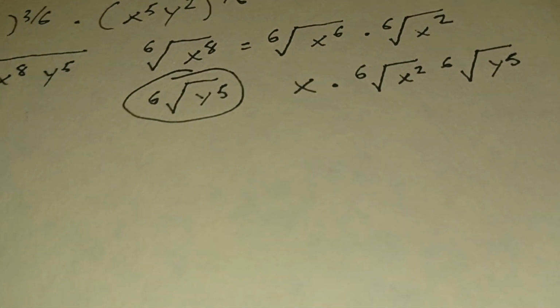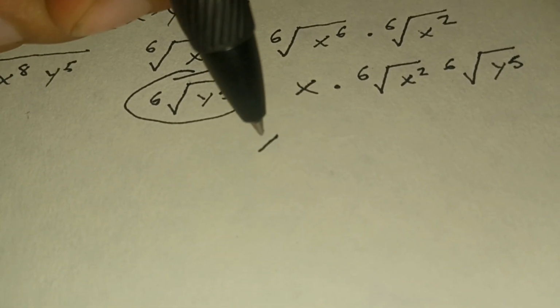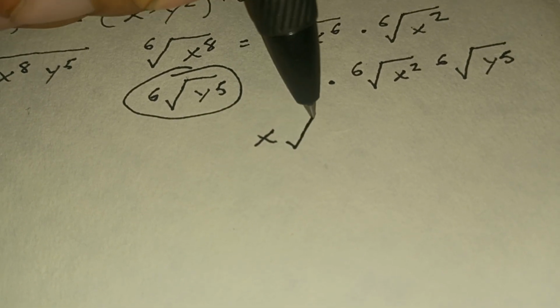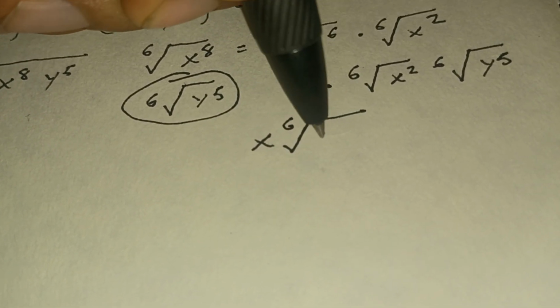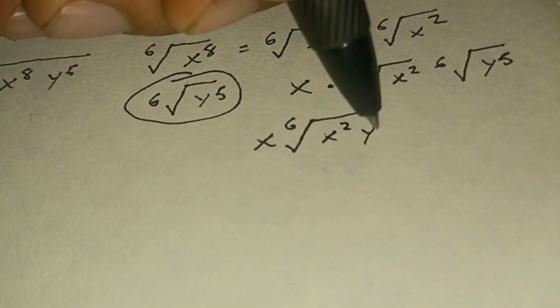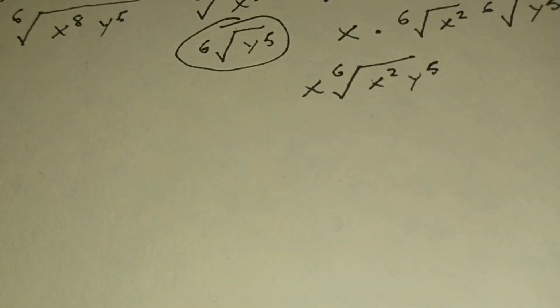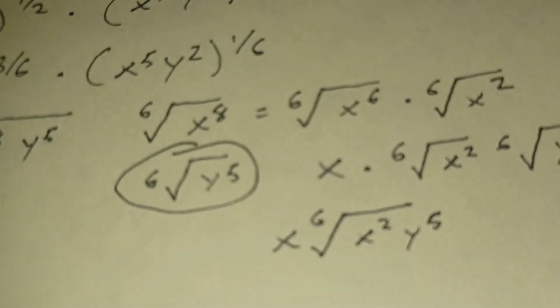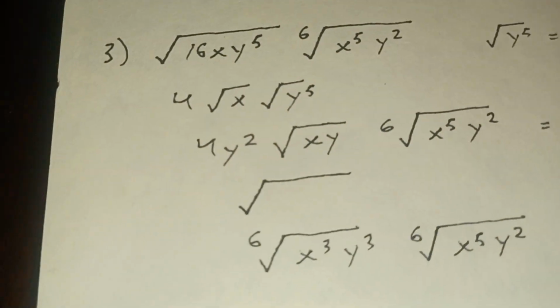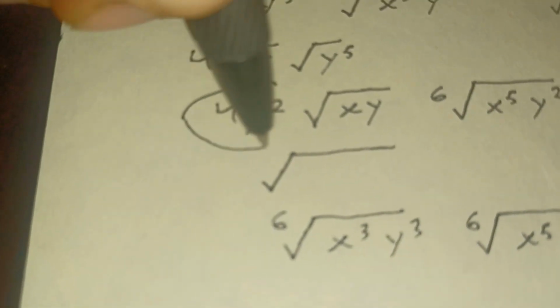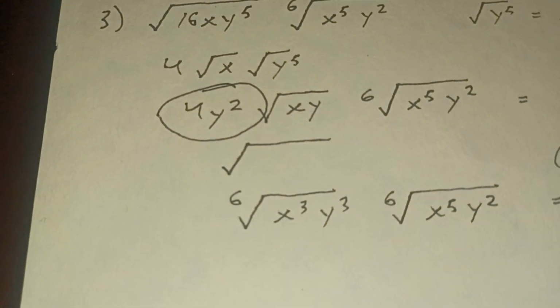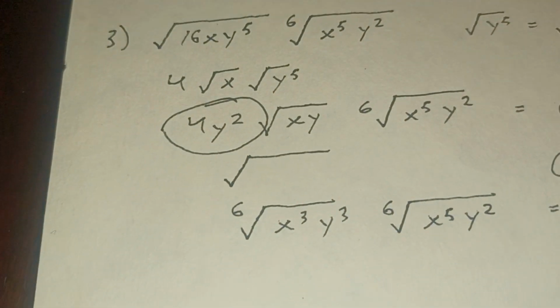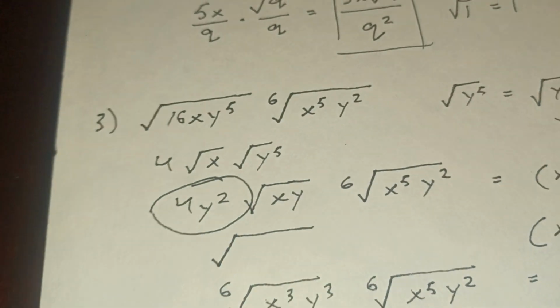So this is going to pretty much equal x times the sixth root of x squared y to the fifth power. Cool, but we can't forget about our perfect squares that we left up here. Remember these? I hope you do, because this is important as well. These are the perfect squares that we got out from the beginning. I hope you remember it.